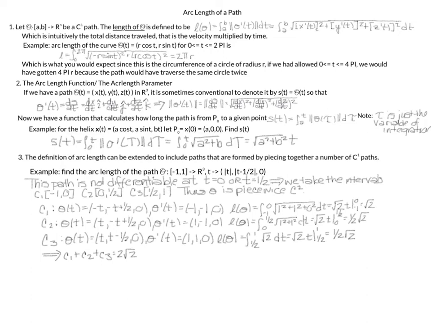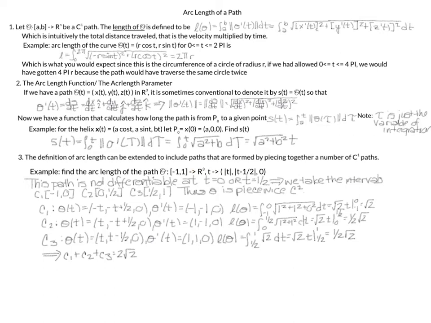Another example: the definition of arc length can be extended to include paths that are not of class C1, but that are formed by piecing together a number of C1 paths. So for example, if we want to find the arc length of the path sigma from -1 to 1, such that t gets mapped to the absolute value of t, the absolute value of t minus 1/2, and 0, we can look at this and see the path is not differentiable at t equals 0 or t equals 1/2 because there's a sharp corner in the absolute value function.